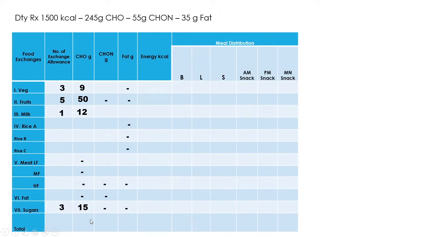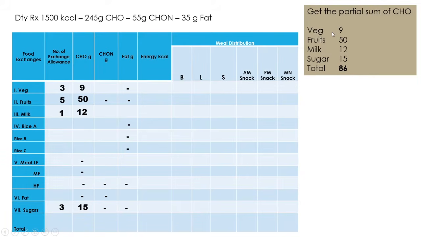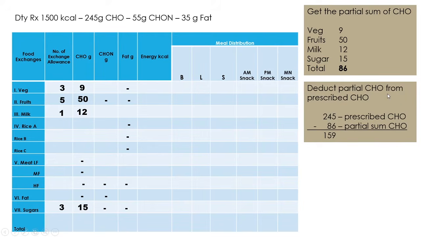What we will do is get the partial sum of carbohydrates. Vegetables, carbohydrates 9, fruits 50, milk 12, and sugars 15. So the partial total is 86 grams of carbohydrates. The next thing is we will deduct the partial carbohydrate from the prescribed carbohydrate. 245 is our prescribed carbohydrate from our diet prescription. 245 minus 86 is equivalent to 159 grams of carbohydrates.